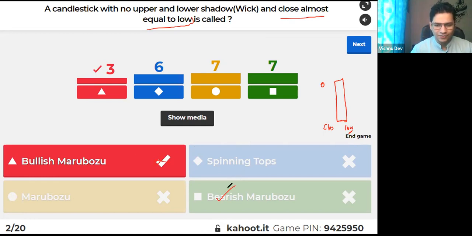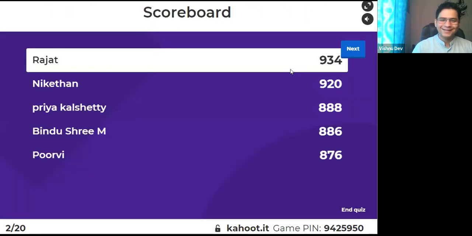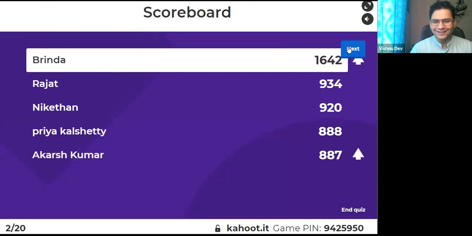Bullish Marubozu, right? Because close is equal to low, open is equal to high. So it went down, so this will be a red candle. So this is a bearish Marubozu. This is my mistake, apologies. I got confused between bearish and bullish. So again, it will be red.